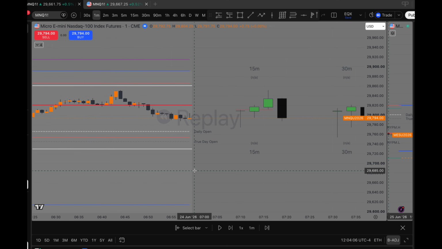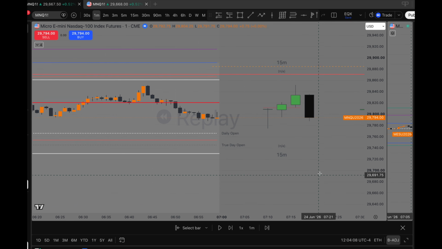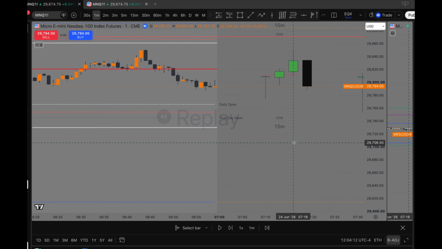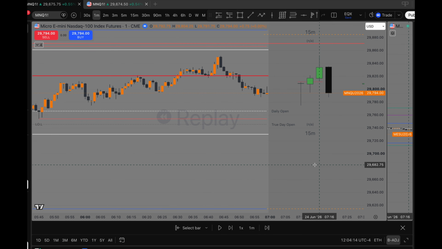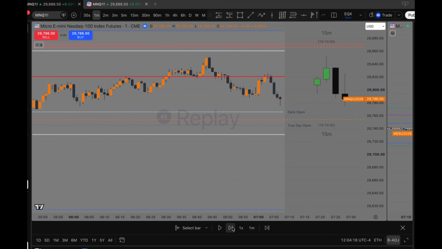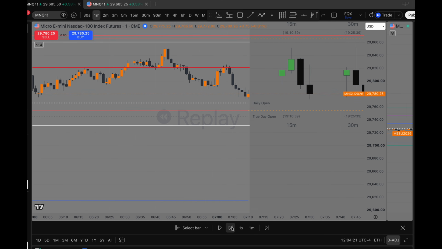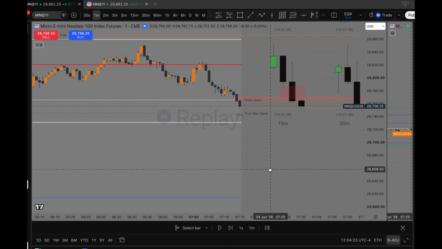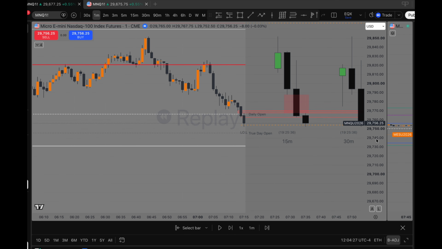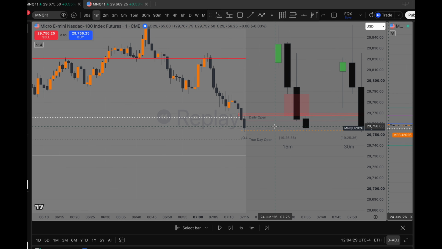I hadn't done much at this point, but I've got my indicators and I get alerts in case I miss anything. As the 7 a.m. candle opens, it moves down and sweeps the 4-hour low, and creates this IFEG.